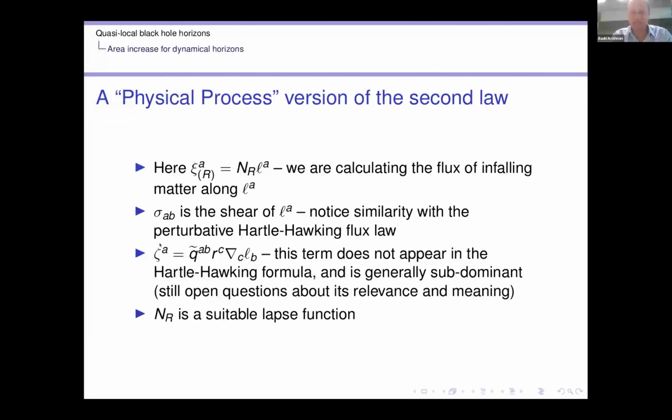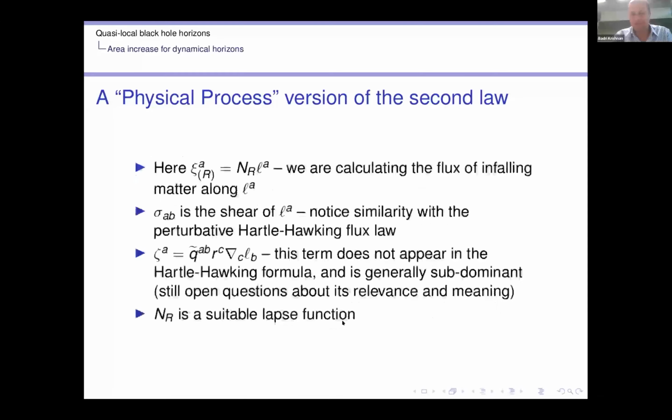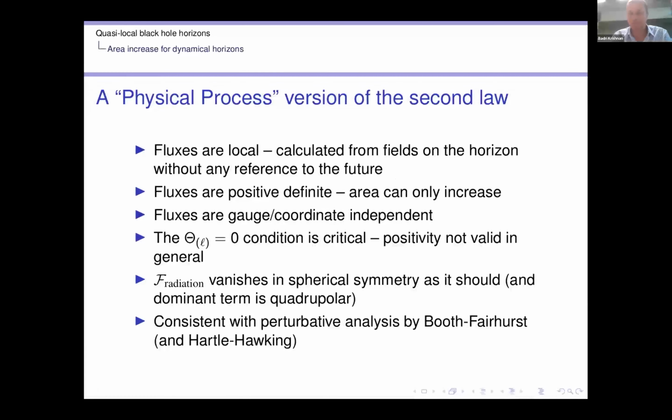This quantity zeta is a new effect here, which is a combination of the derivatives of L. In this case, you take one derivative in an angular direction and the other derivative in the radial direction. This term doesn't appear in the Hartle-Hawking formula and is usually subdominant. There are still some open questions about its precise meaning, but it does appear here. And this N_R is a suitable lapse function. We don't need the details of that here. The important point is the following.